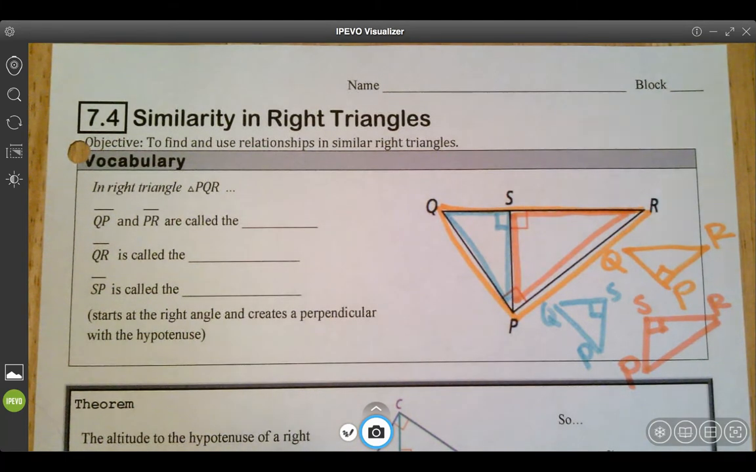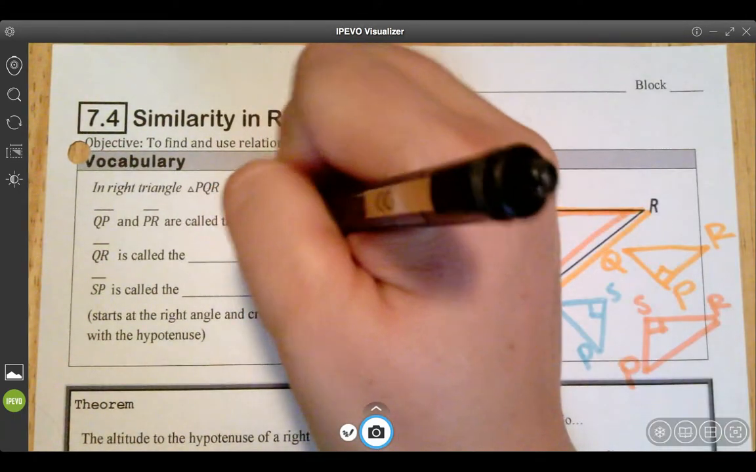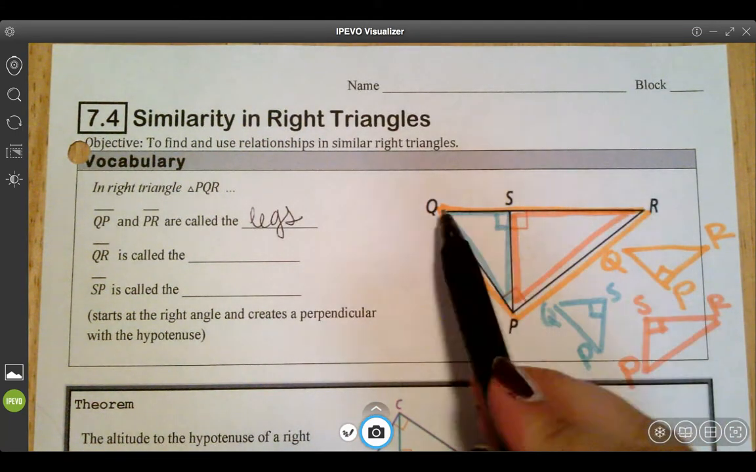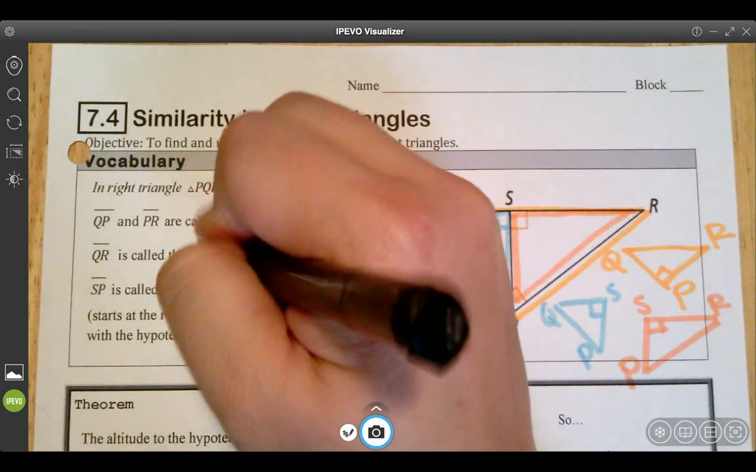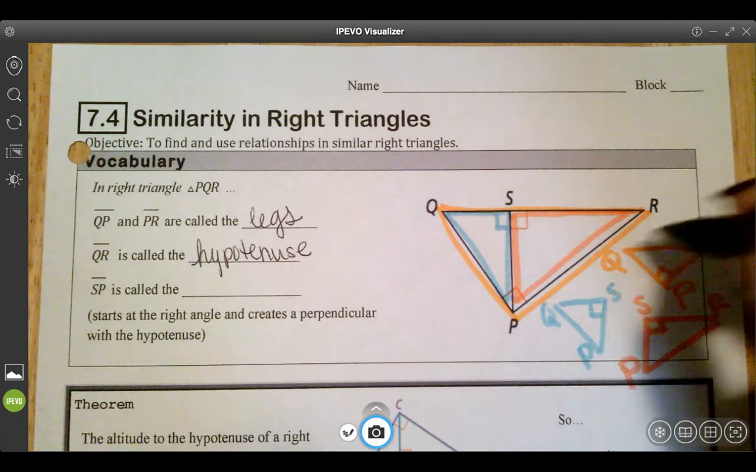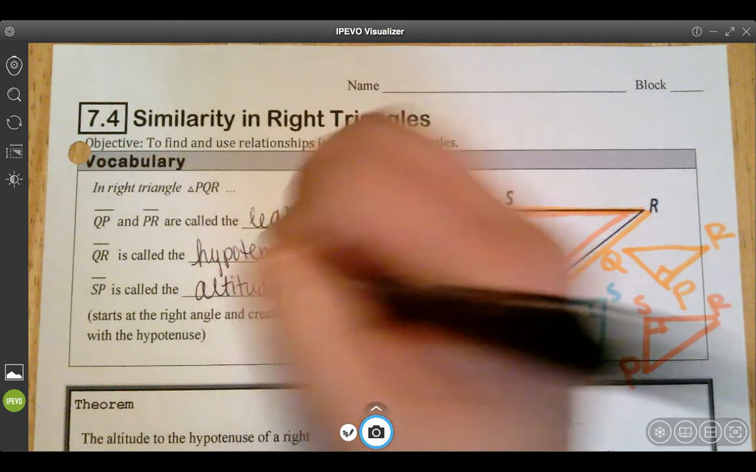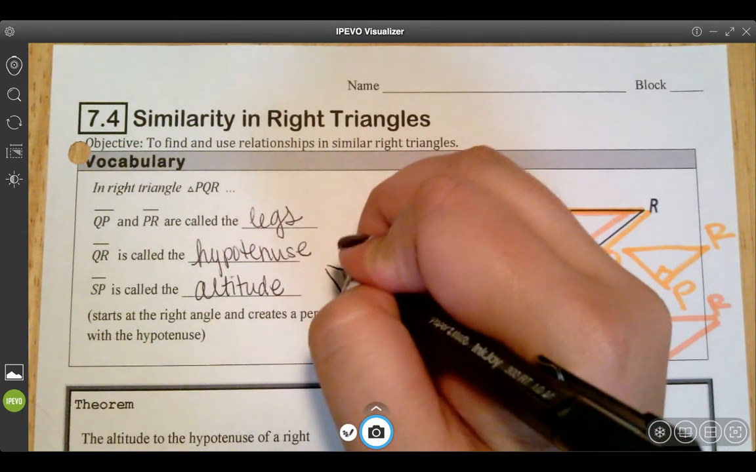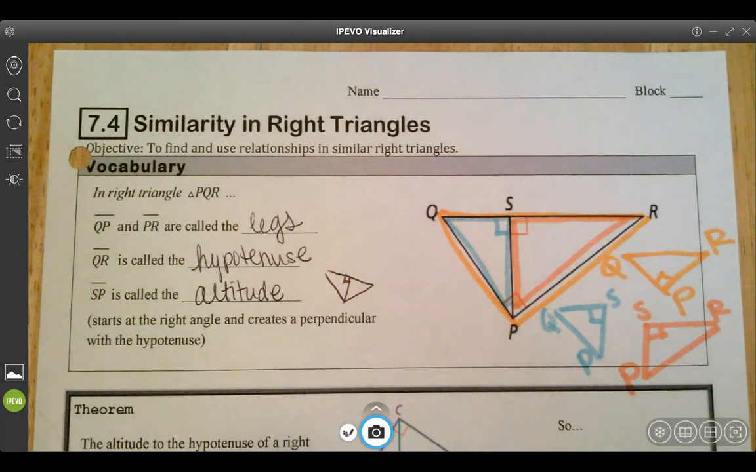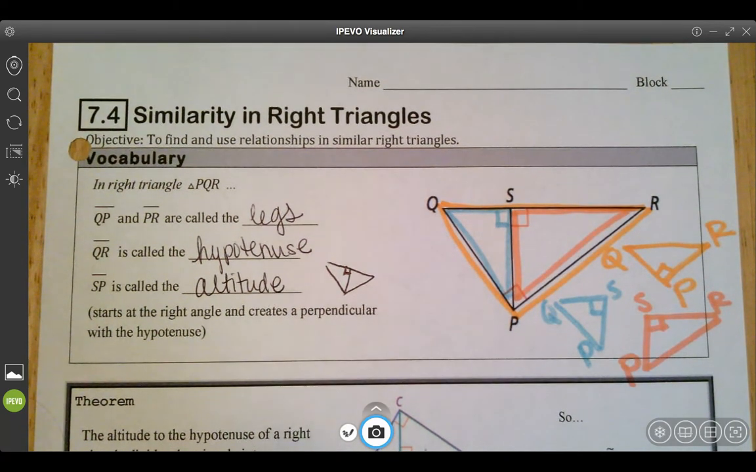A little bit of vocabulary. For our big triangle, the orange triangle here, QP and PR are touching our right angle, so those are the legs. And then QR, which is opposite our right angle, we call that the hypotenuse. For, again, that orange triangle, the segment SP is called the altitude. That's when we go from a corner and we are perpendicular to the other side. So that's the altitude of a triangle. Now, non-right triangles also have altitudes, but we are going to focus on this specific case for now.